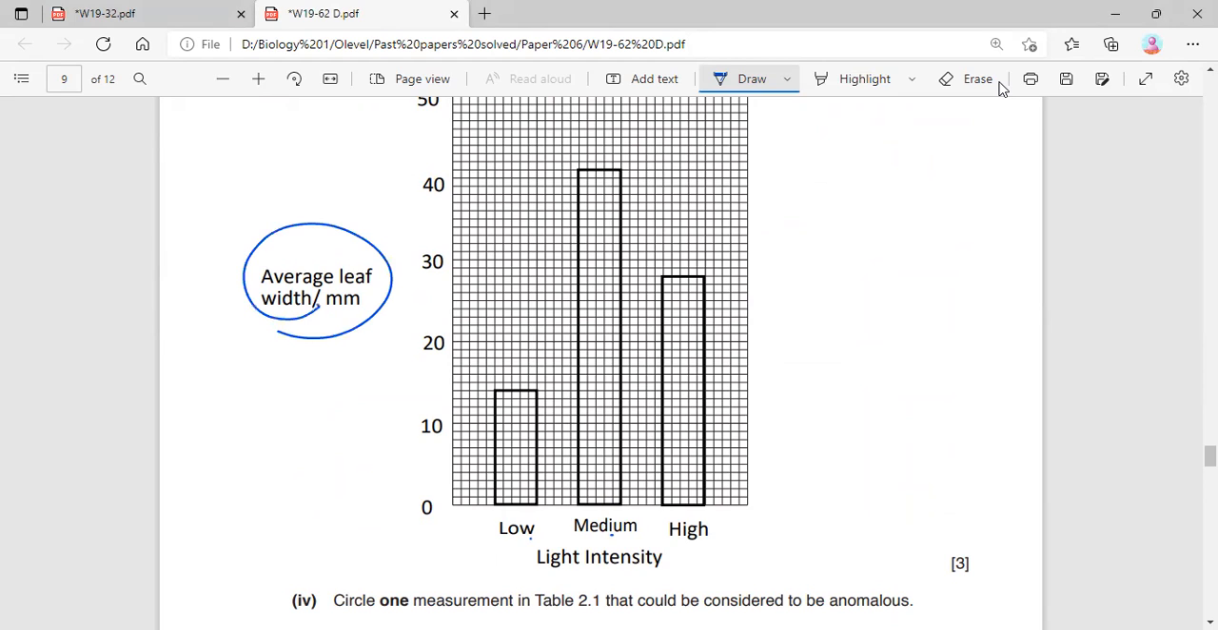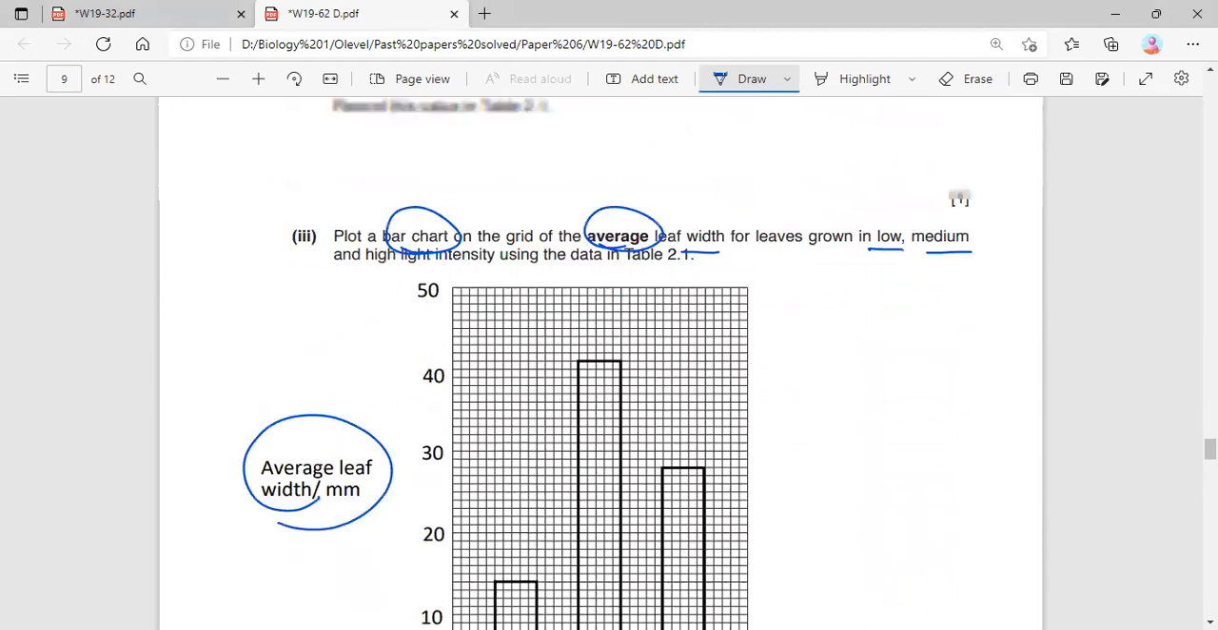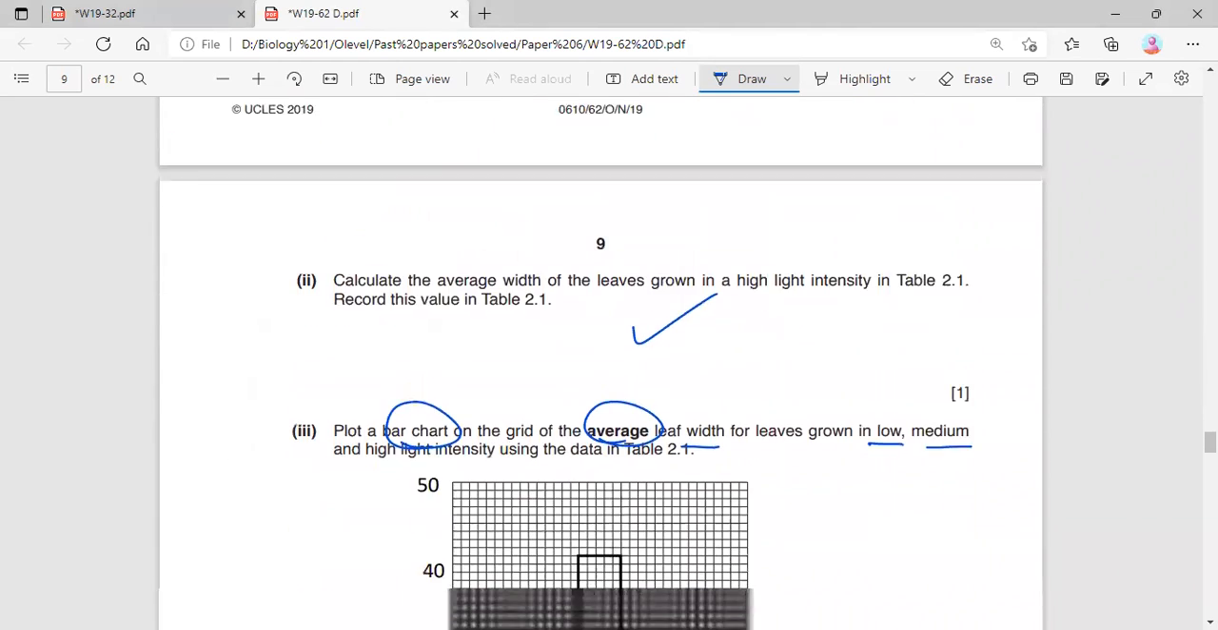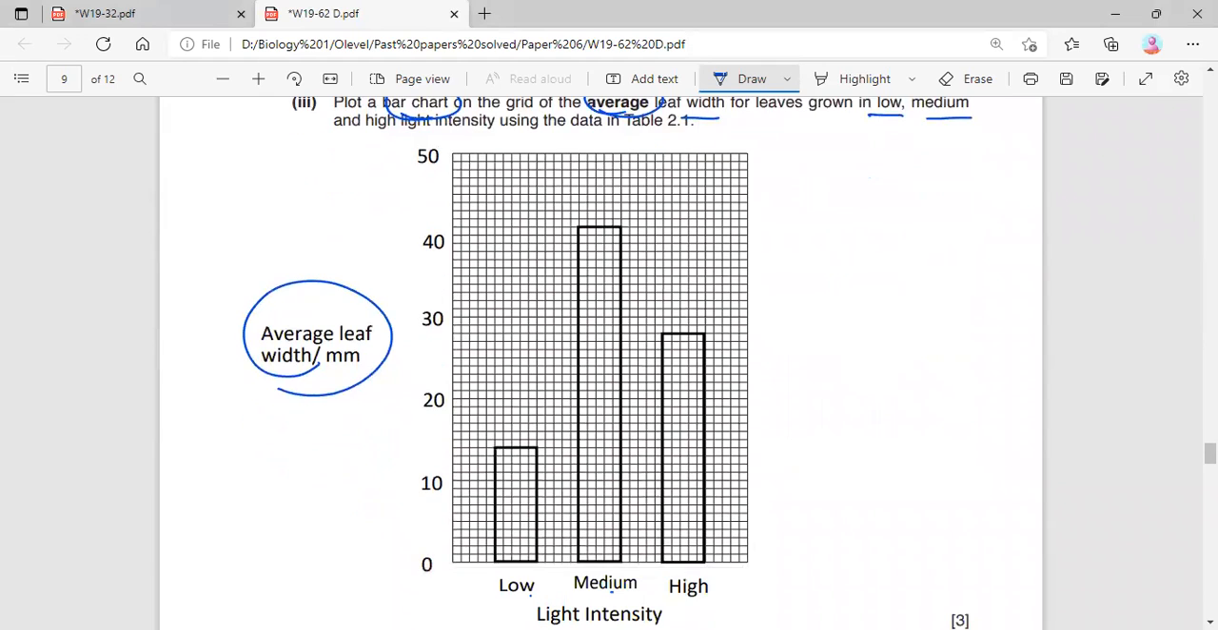What you are measuring is always on the y-axis. I will put the average leaf width. This is the result I'm measuring. And then you will check the numbers. The largest number is 41. So when you put the scale, you have to cover beyond 41. Here I did 0, 10, 20, 30, 40, and 50.